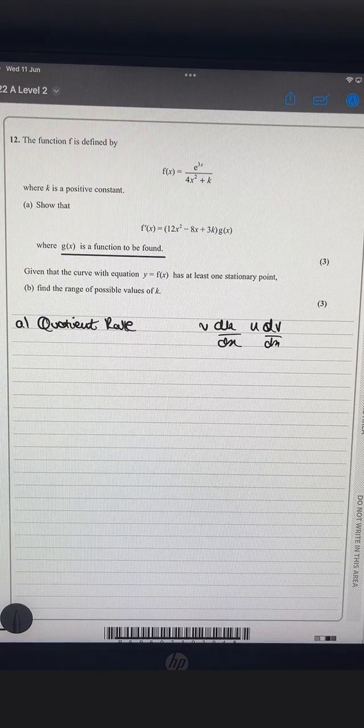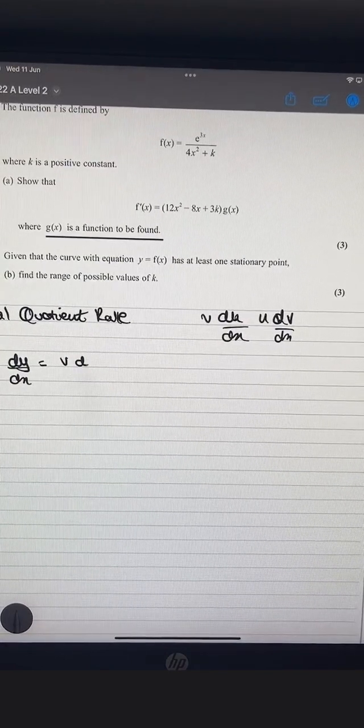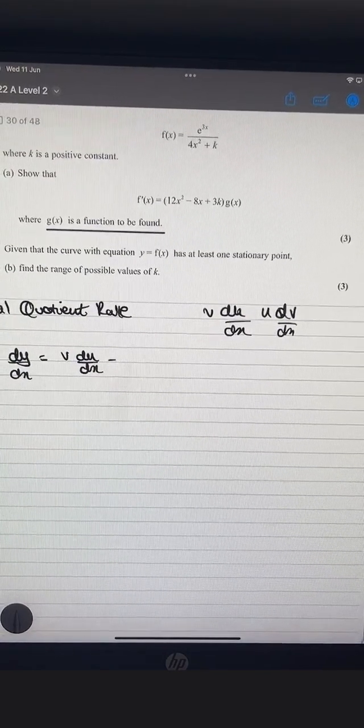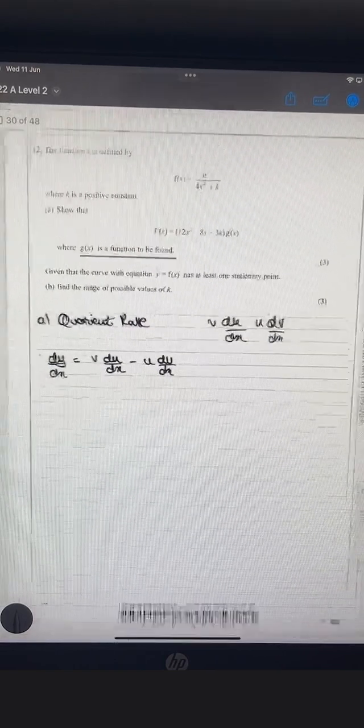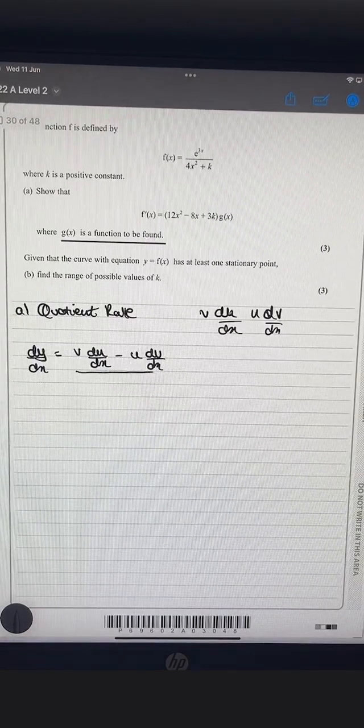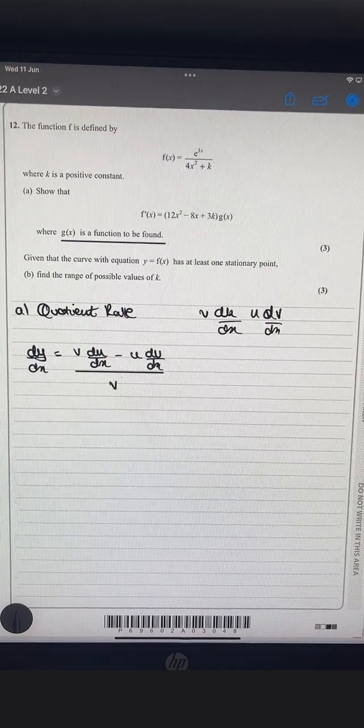The reason we know to do quotient rule is because we're having something divided by something, right? So it's a quotient. So dy by dx is v du by dx minus u dv by dx, divided by v squared. I need to make sure my u's and v's look different. All right, so that's my quotient rule.